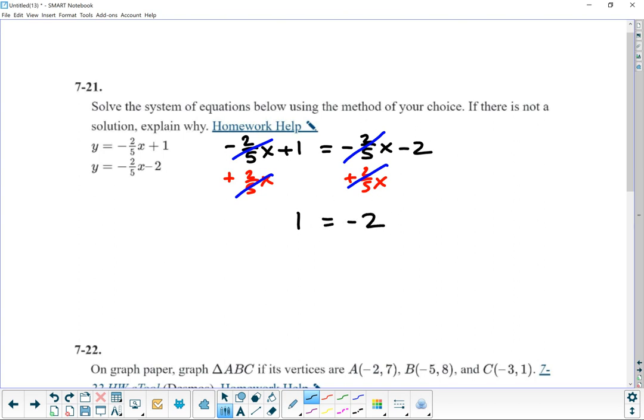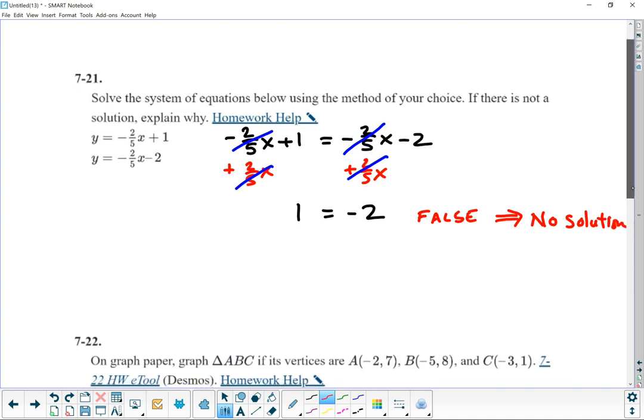You see how we don't have any more x's? That means we're at a point where we have to figure out what's going on. This equation says 1 equals negative 2. And that is what we call a false statement. That's never true. And because it's a false statement, that means there is no solution. That's all it is.